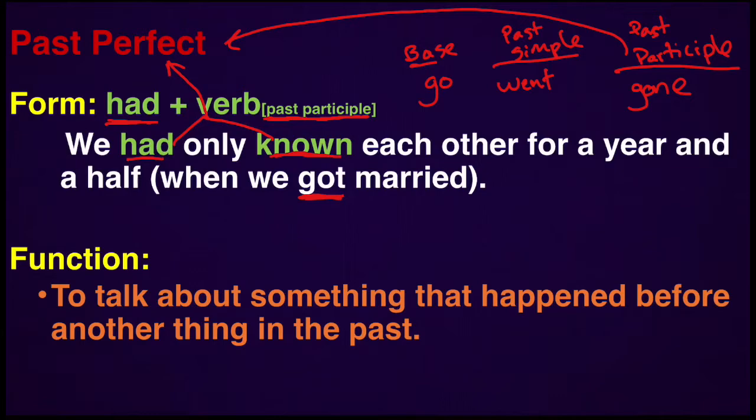So what happened first? We knew each other for a year and a half first, and then we got married after that. So we knew each other happened first, so we use past perfect for that one. We got married happened second, so we use the past simple for that one. And that's when we usually use the past perfect. But we don't have to have this part of the sentence. That's why I put it in parentheses. So we can just use the past perfect in a sentence because we're expecting that the reader knows the other thing that we're comparing it to.